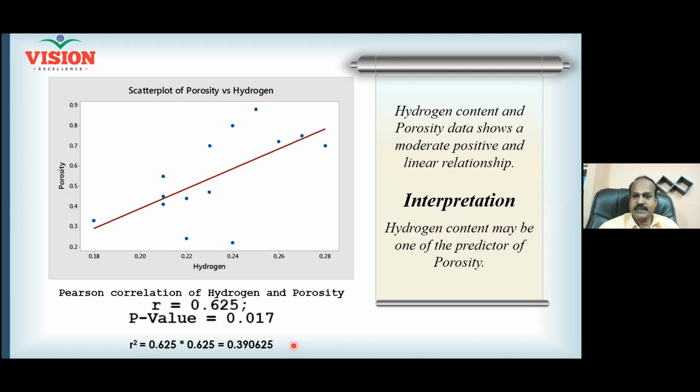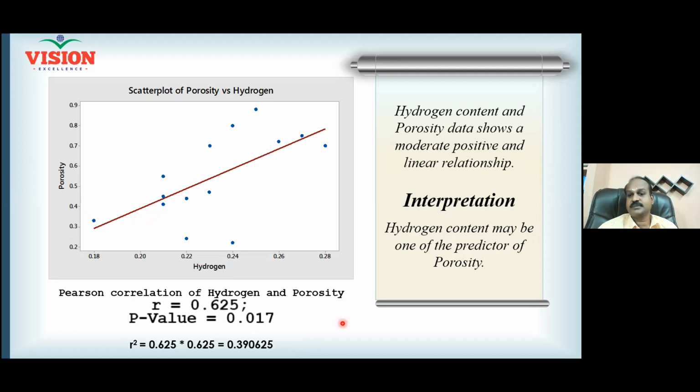So what do you understand here? Porosity is definitely impacted by hydrogen content. To what extent? 39%. So the remaining 61%, you are not able to explain. That means your Y variable depends on a few other X factors. Only by optimizing the hydrogen content, you can't solve the porosity problem. Only 39% of the porosity problem you can solve. The remaining 61% of the porosity problem requires inclusion of additional predictors. All of you are with me on this?